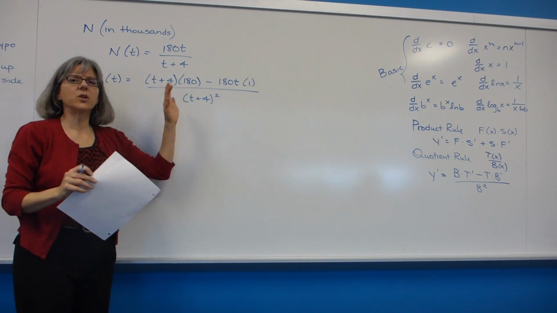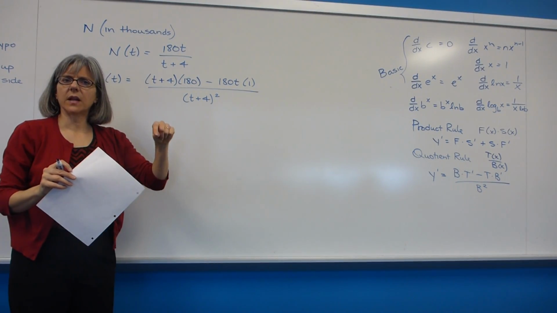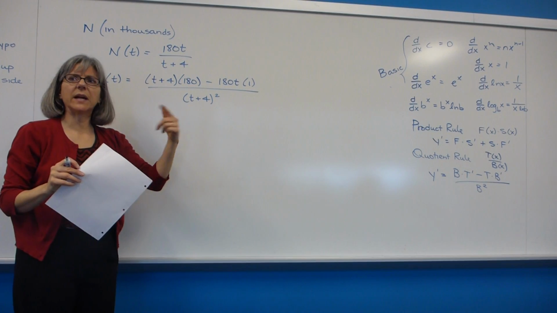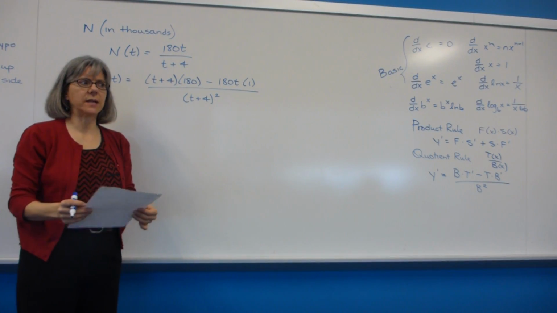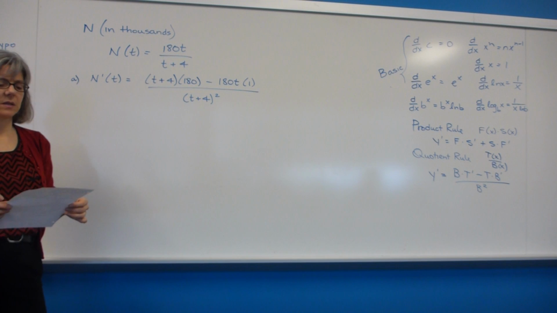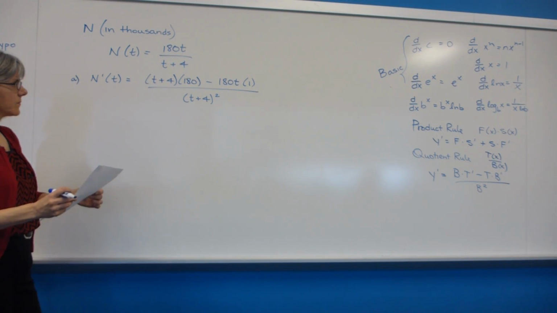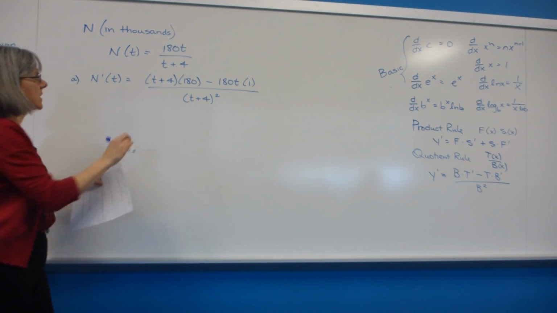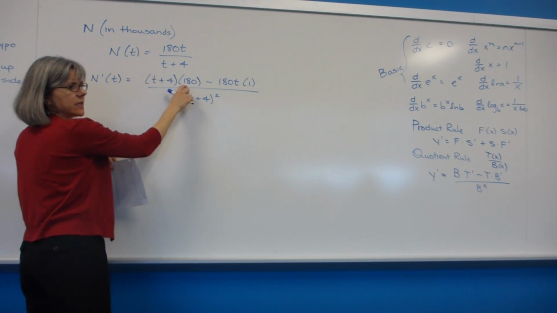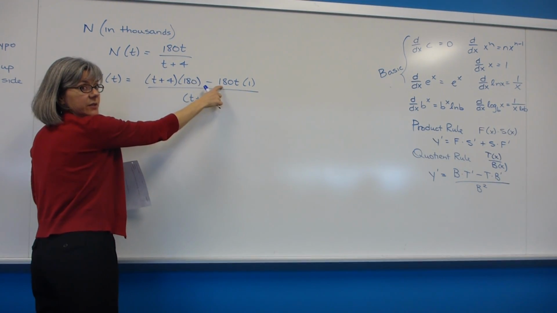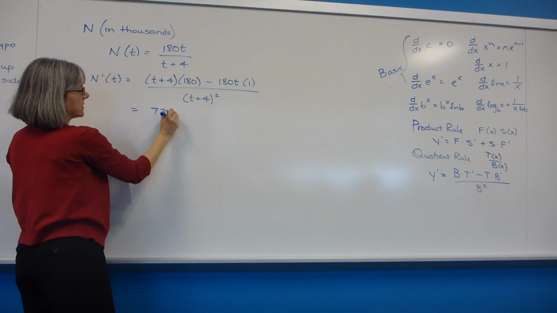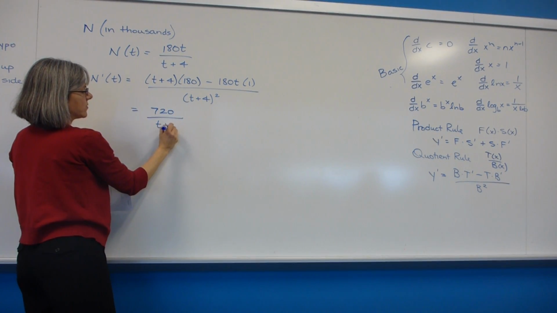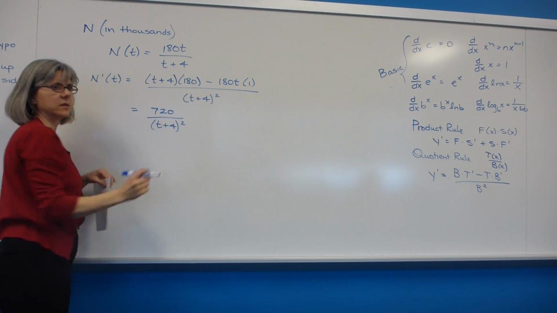I would encourage you not to copy down what I'm writing. I would encourage you to do it in parallel with me and then look up and make sure you got it right. That's a better way to practice in class than just copying what I write. Okay, so this will give us 180t minus 180t, so those cancel. So 4 times 180, 720, over (t plus 4) squared.